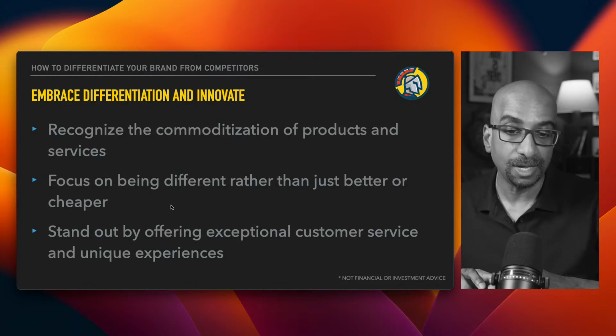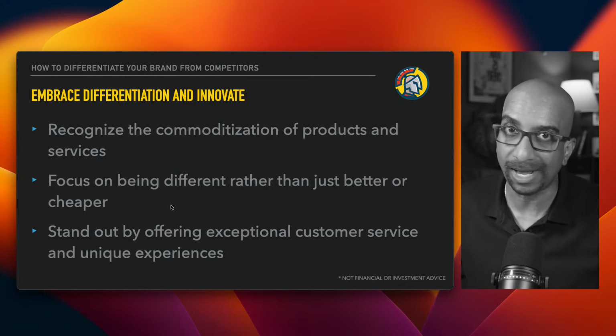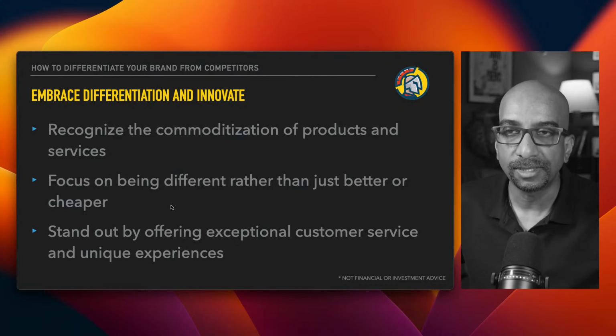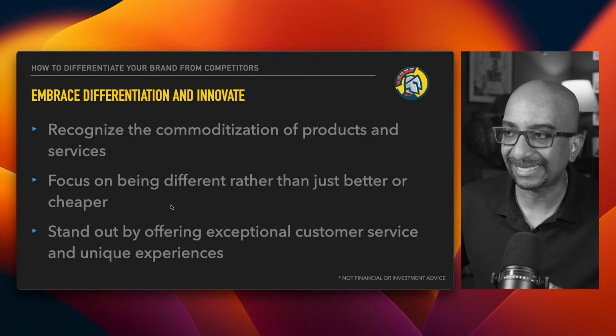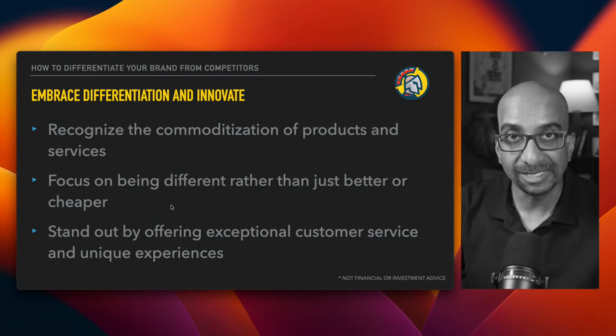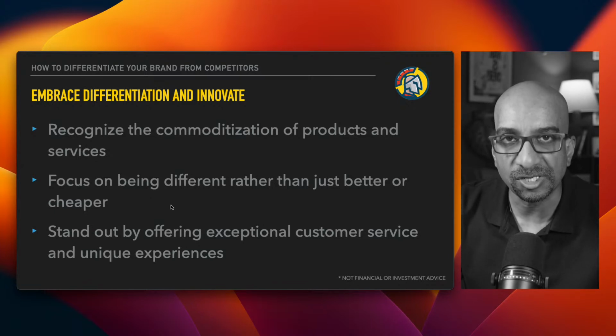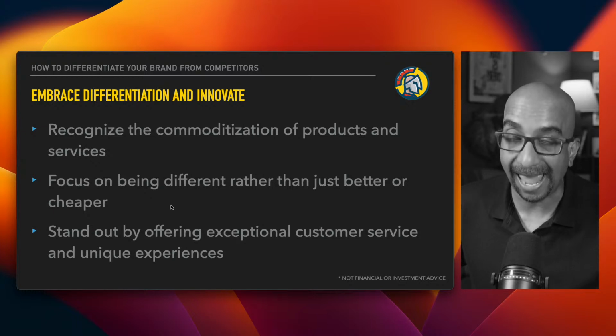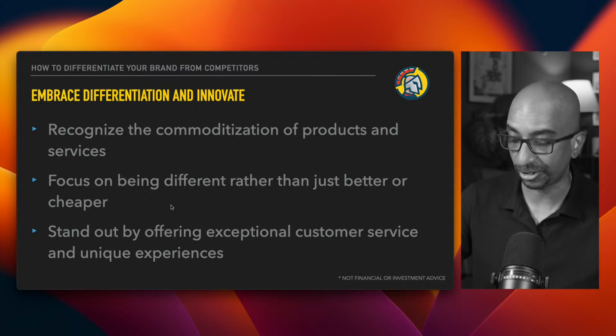So one aspect, and only one aspect, this is just one aspect, that is low-hanging fruit in a way, is exceptional customer service, unique experiences. Whatever your product is, whatever your service is, there is room to create exceptional customer service and experiences that actually differentiates you from the competition.